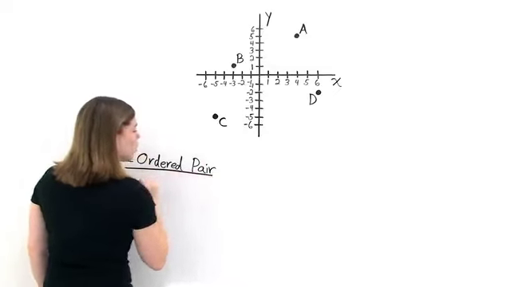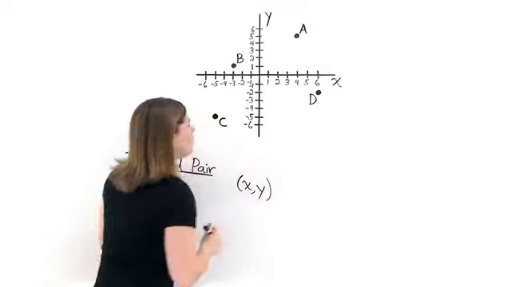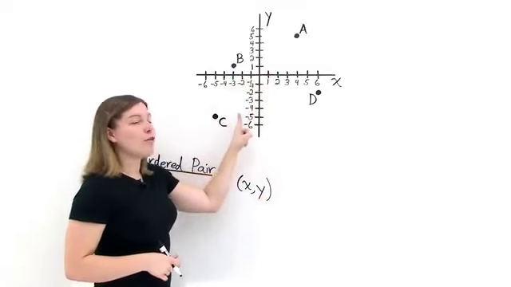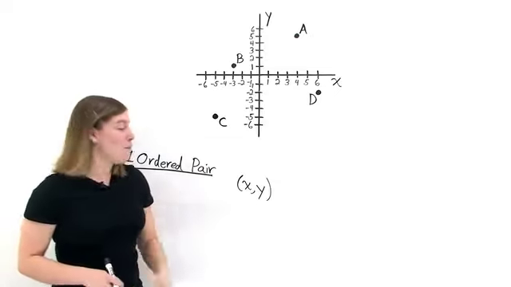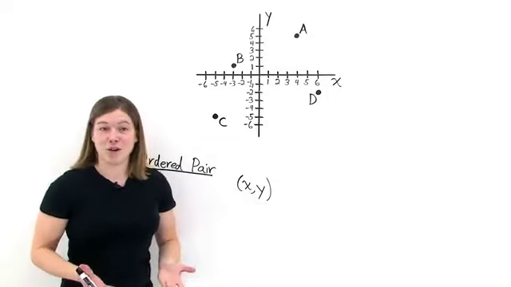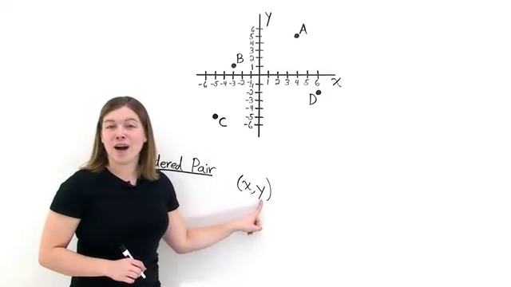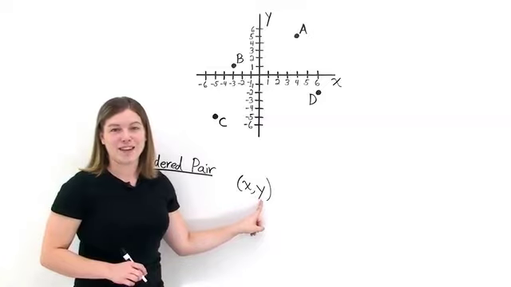Remember, the ordered pair is the x, y coordinate pair that helps us identify where the point is in the coordinate plane. A trick to help you remember which order x and y go into is to remember alphabetical order. X comes before y in the alphabet, just like in an ordered pair, x comes before y.